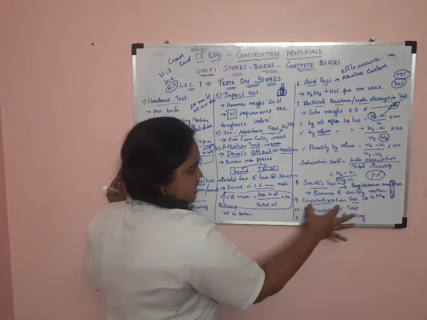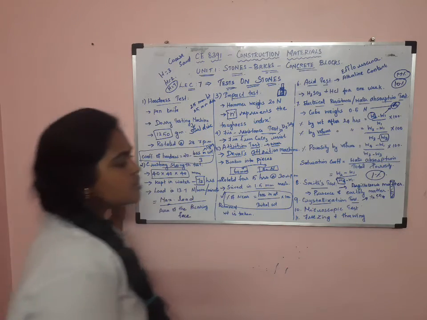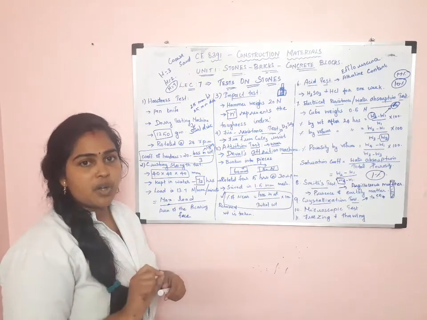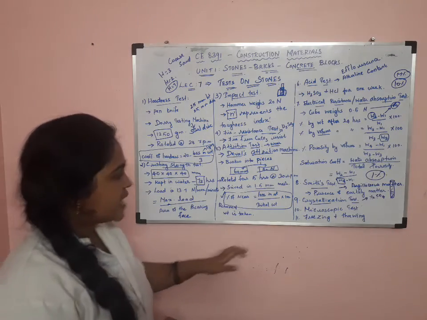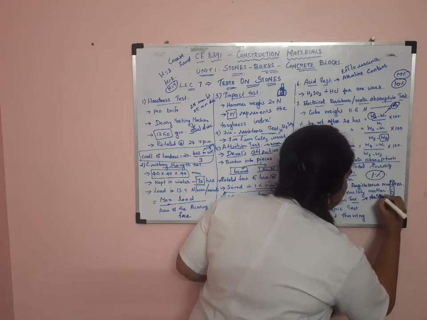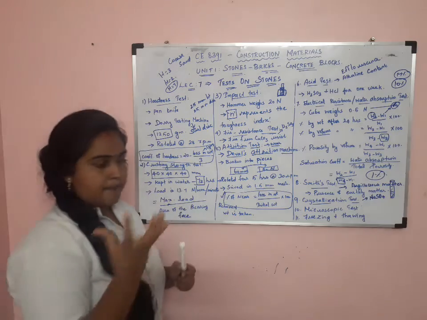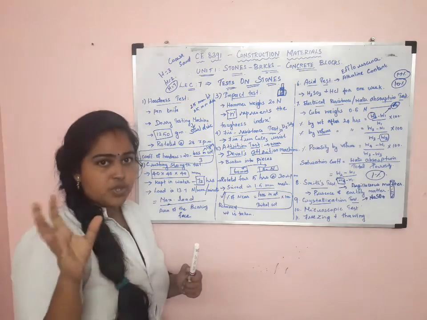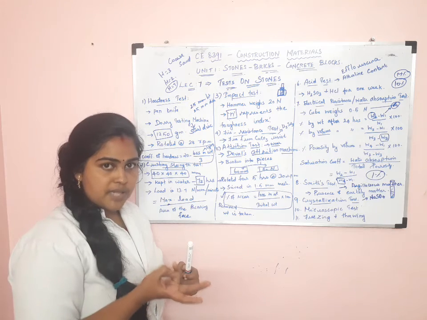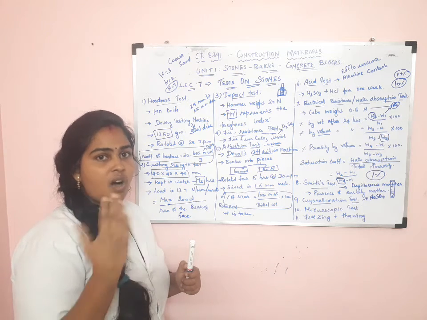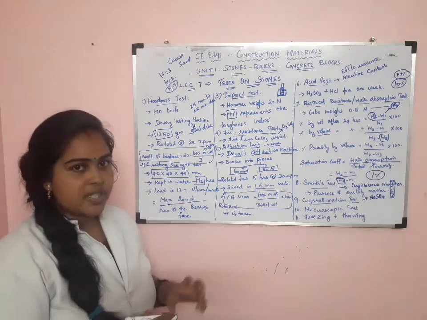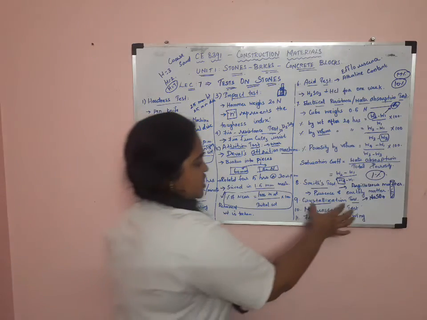Next test is the crystallization test. This crystallization test is used to find the weathering quality or durability of the stone. For doing this test, immerse the stone in a sodium sulfate solution for 2 hours, take it out from the sodium sulfate solution and dry it in hot air. The difference in weight will give the weathering quality of the stone. This is about the crystallization test.